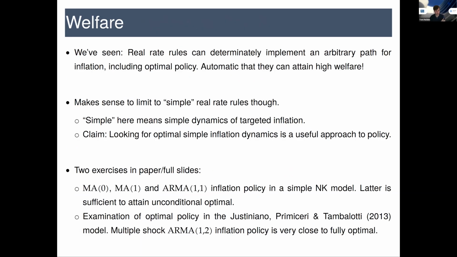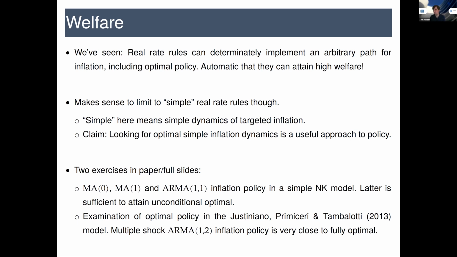Let me skip that a bit. So just on welfare, yes, I kind of said this already, real rate rules, because they can determinately implement an arbitrary path for inflation, can obviously implement optimal policy. So it's kind of trivial that they can attain high welfare.